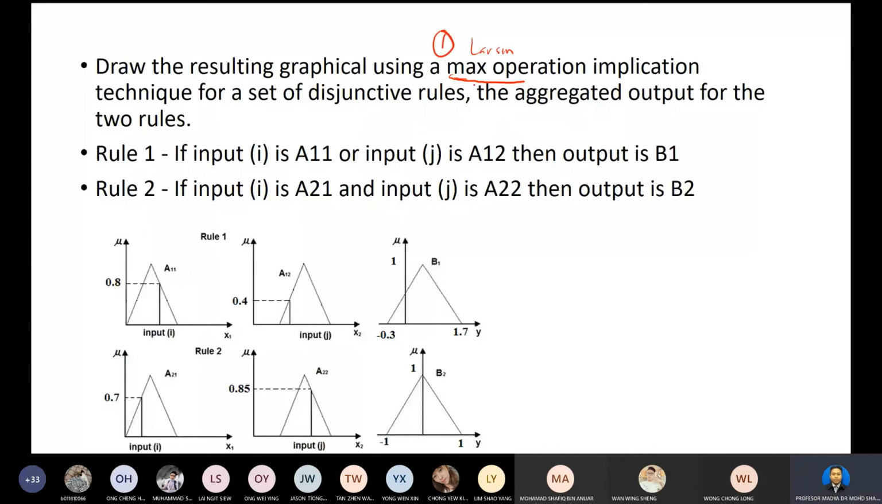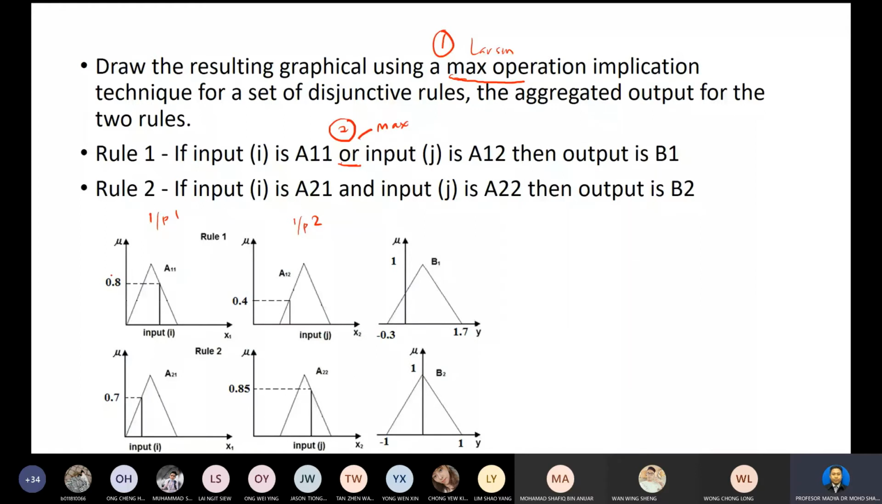Second, you have to check the connection between input 1 and input 2. This one we call input 1, this one input 2. Then you have to check the connection, whether it uses OR or AND. For example, this one uses OR, so you have to select the maximum. You can check this one.